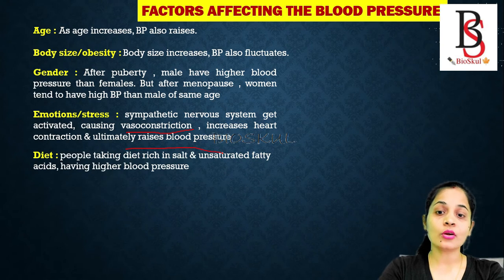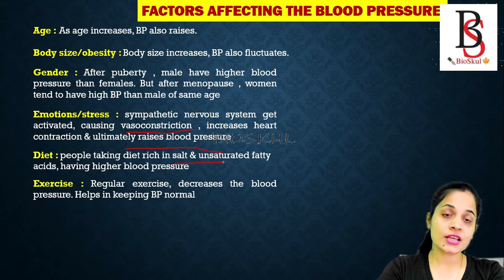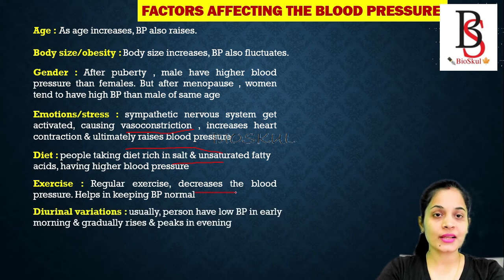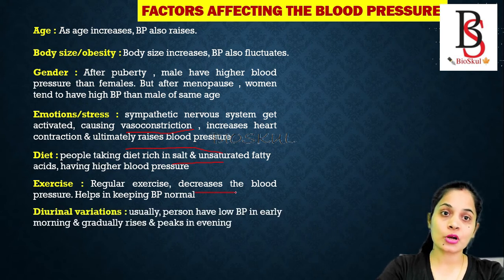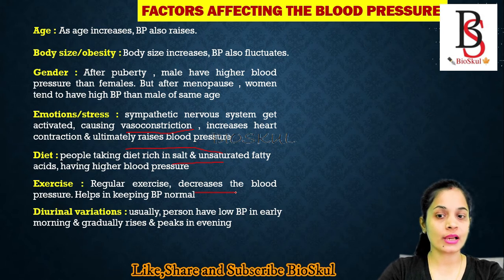Diet also controls blood pressure. People who take a diet rich in salt and unsaturated fatty acids have higher blood pressure. Exercise: if you do regular exercise, that will lower the blood pressure. Regular exercise will decrease the blood pressure and help in keeping the blood pressure at a normal level.